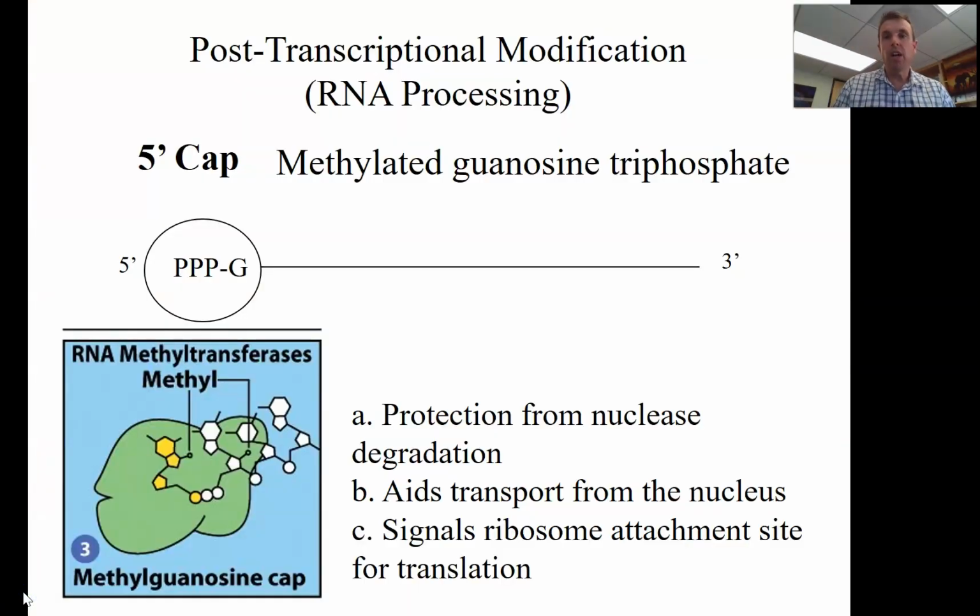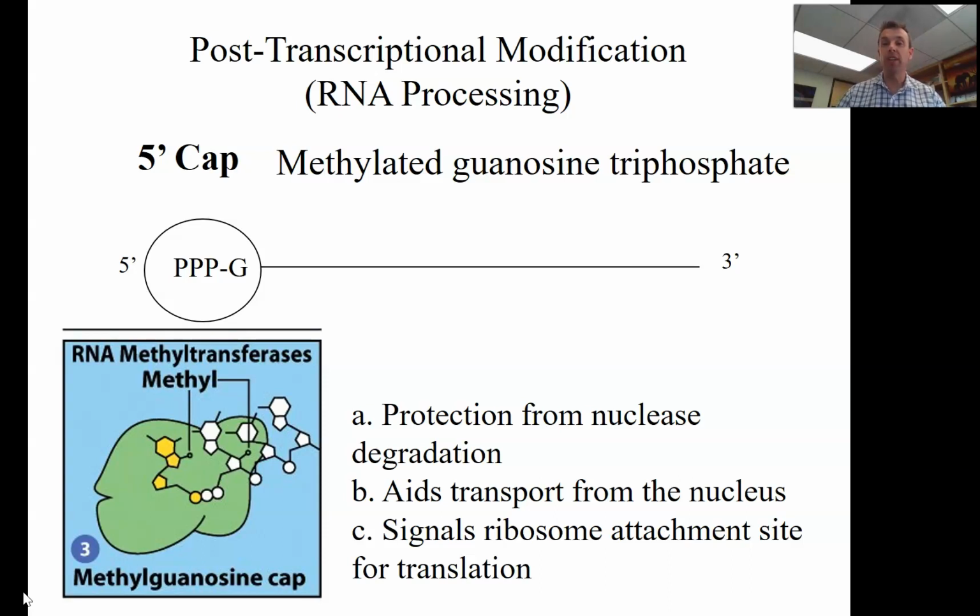All right, now we're going to talk about processing of that mRNA strand. So when that mRNA strand is first made, as RNA polymerase moves along the DNA and reads the template from 3' to 5', thus making the mRNA from 5' to 3', that initial mRNA that is made is a pre-mRNA. It is not ready for translation into proteins yet.